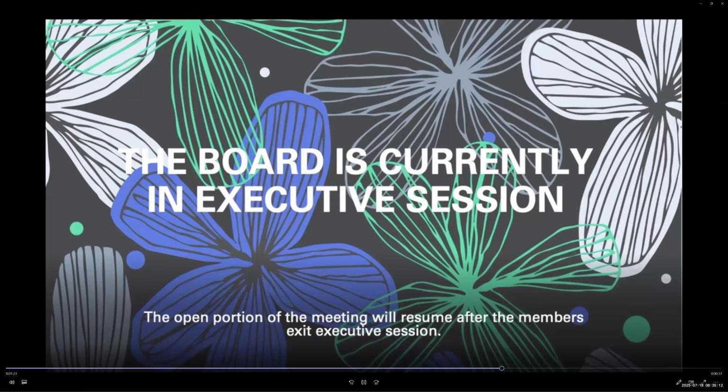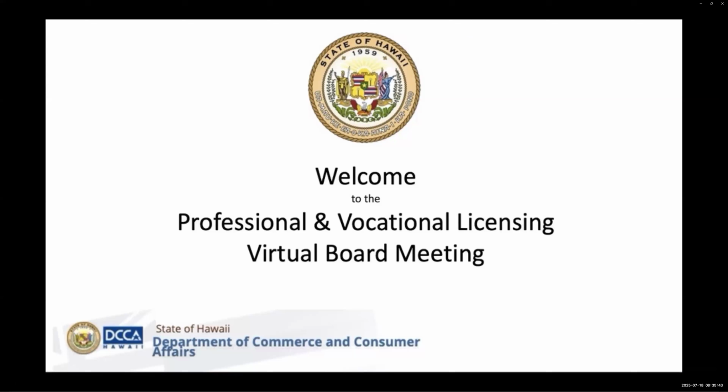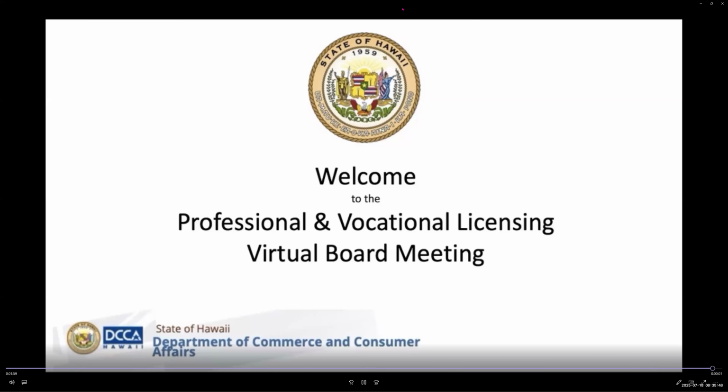At some point during the meeting, the board may choose to move into executive session. When the board moves into executive session, the board members' microphones and video feeds will be turned off, and a similar screen as you see now will be displayed. When the board returns from executive session, their microphones will be turned on as well as their video cameras. Welcome again to the Professional and Vocational Licensing Virtual Board Meeting. At this time, the chair will call the meeting to order and take a roll call, as well as explain any additional rules that may be specific to this board.